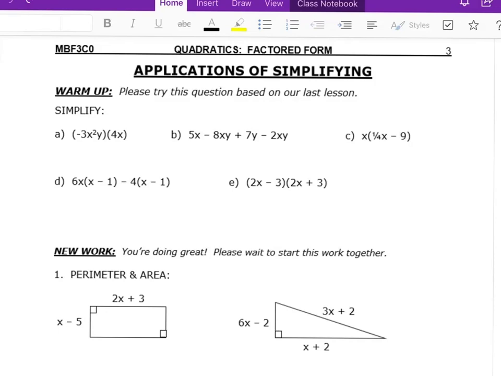Hi everybody, this is Miss Hamilton. So we're on day 2 of Quadratics Unit 2. So we're going to start with a little bit of review of simplifying.